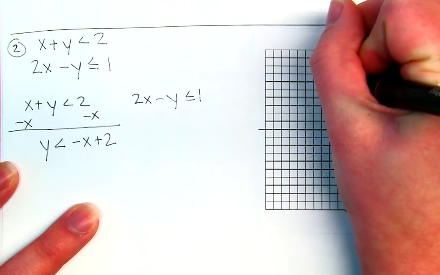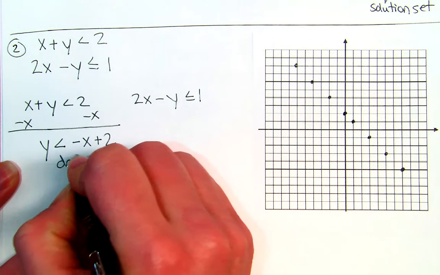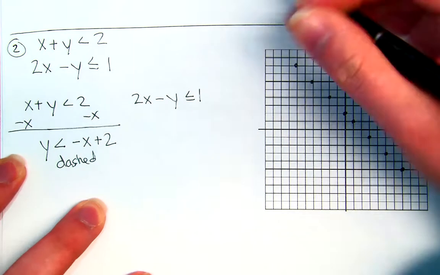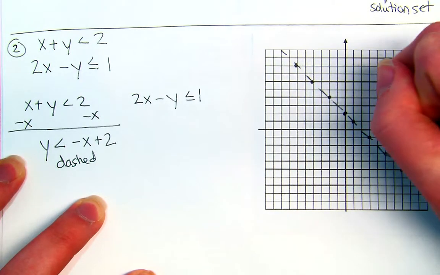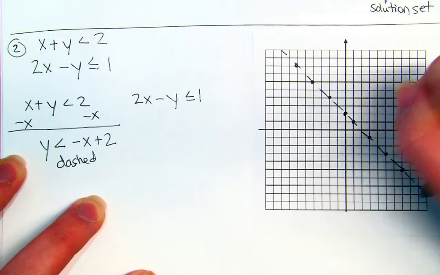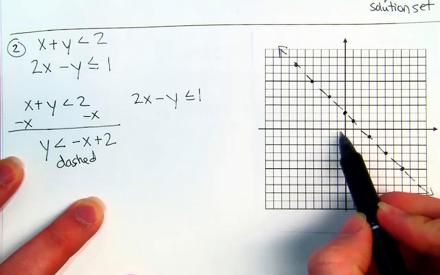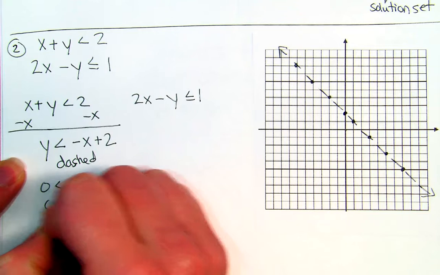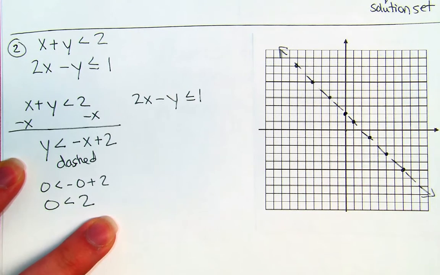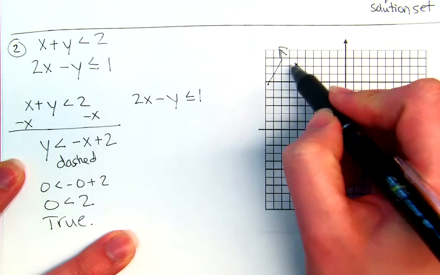Now I need to determine if it's going to be solid or dashed. In this case, it is a dashed line. So once again, use your ruler, draw a dashed line through all of these boundary points. Arrows on both ends. Now I have to determine which side to shade. I'm going to pick 0, 0 because that's nice and easy. And I wind up with, is 0 less than 2? This is true, so I wind up shading this side.